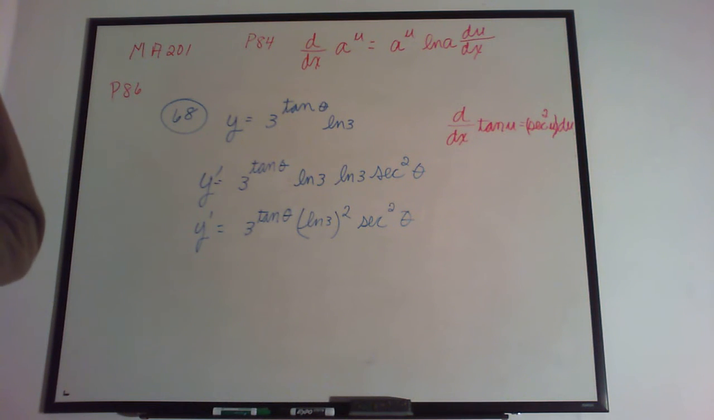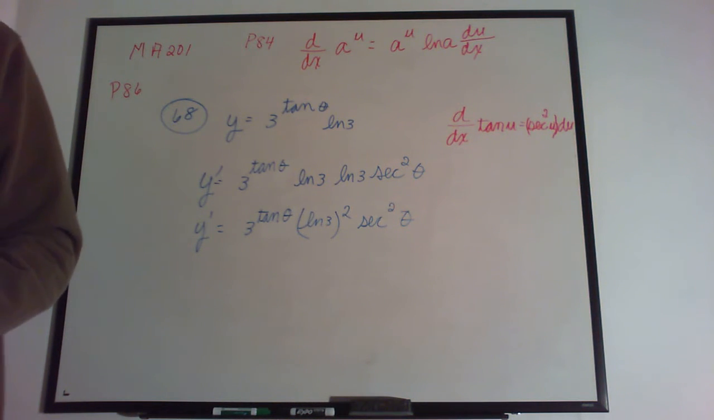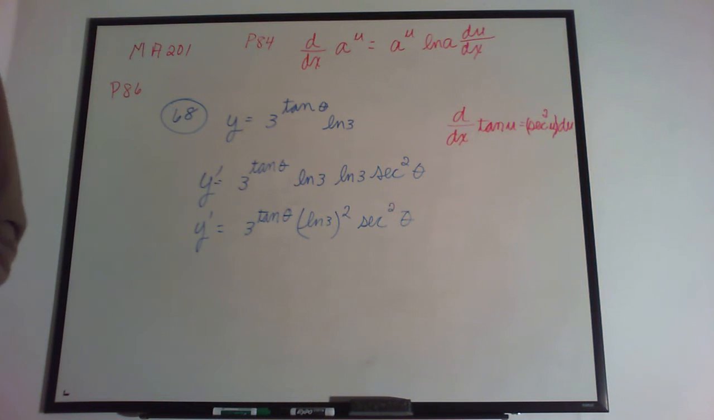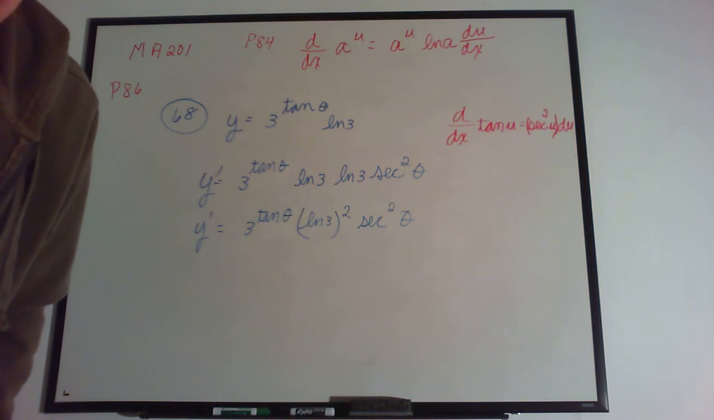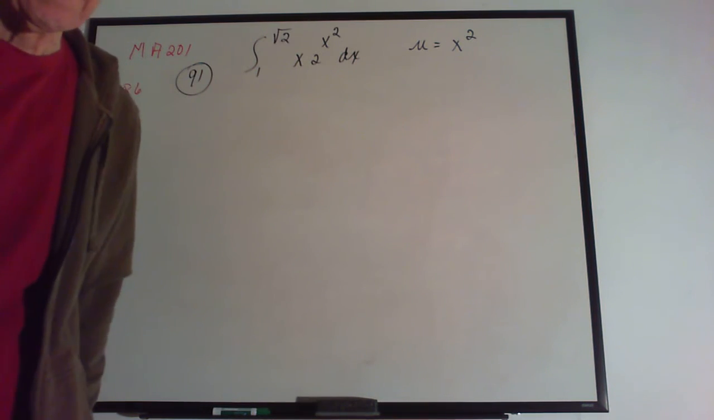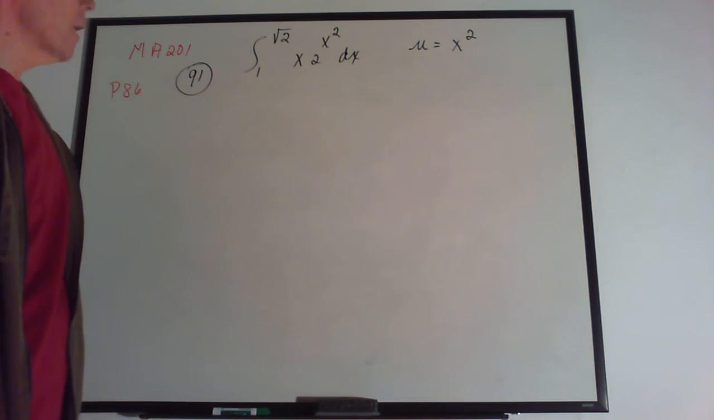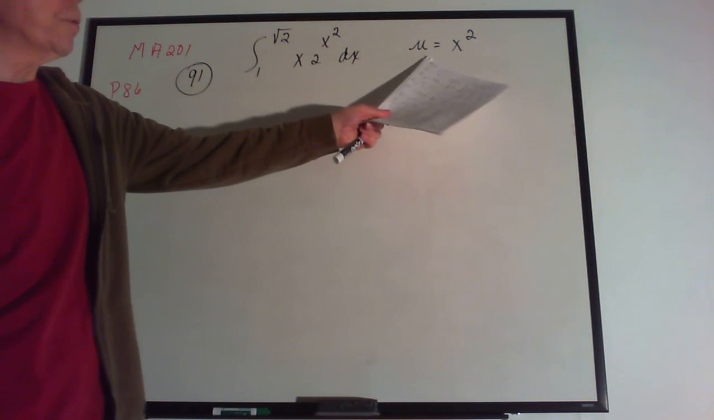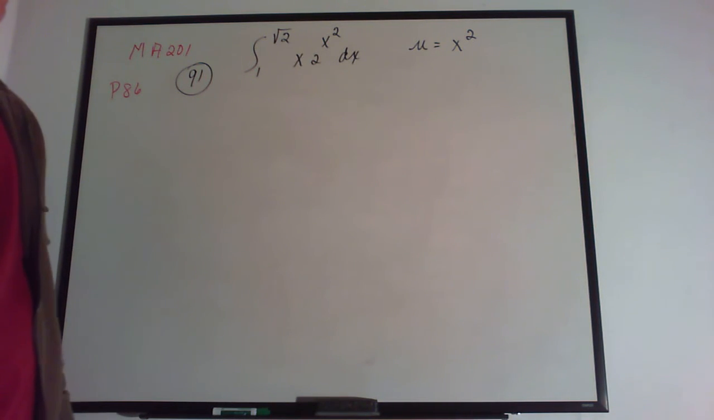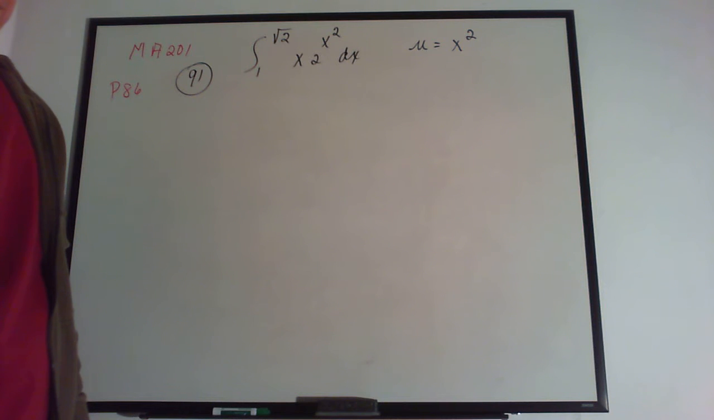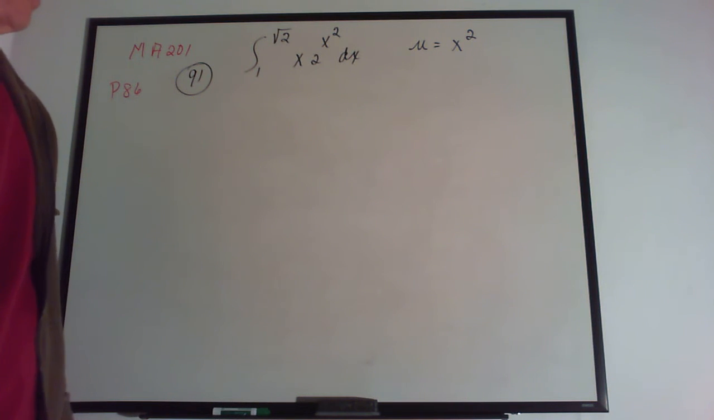All right, let's take a look at number 91. The first thing you want to do with 91 is substitute u equals x squared. So go ahead and substitute. Pause the video, try substituting, and see what you get.